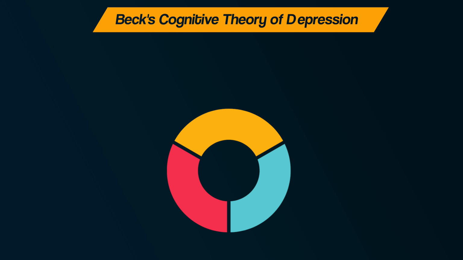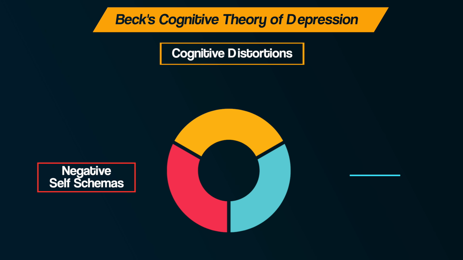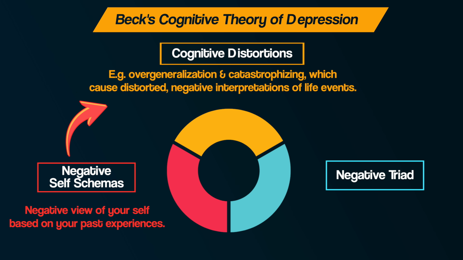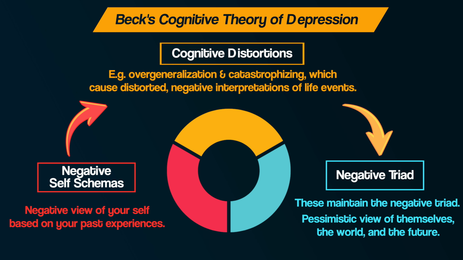Beck's cognitive theory explains depression through 3 key elements: negative self-schemas, cognitive distortions, and the negative triad. Negative self-schemas develop from early experiences, leading individuals to view themselves negatively, which then influences their thinking patterns. These schemas create cognitive biases such as overgeneralization and catastrophizing, which cause distorted, negative interpretations of life events. Together, these maintain the negative triad, where individuals have a pessimistic view of themselves, the world, and the future, reinforcing depressive symptoms.